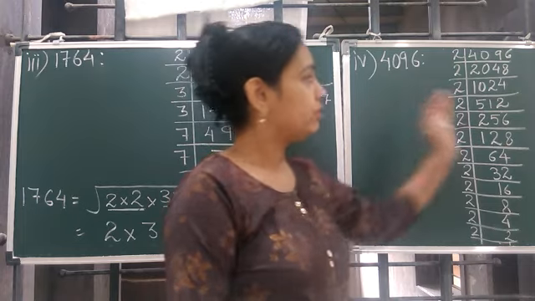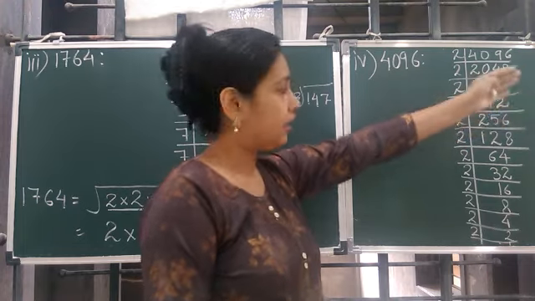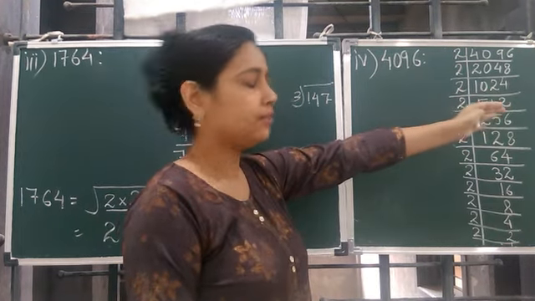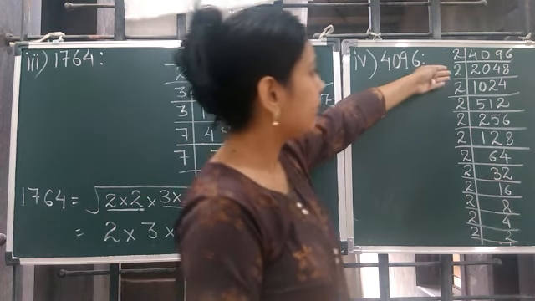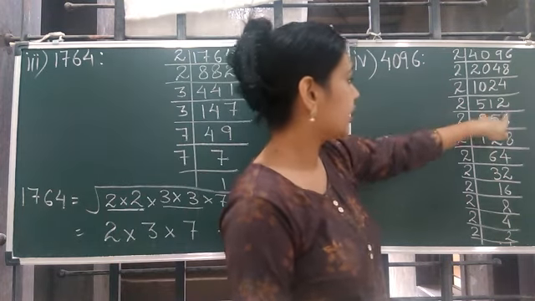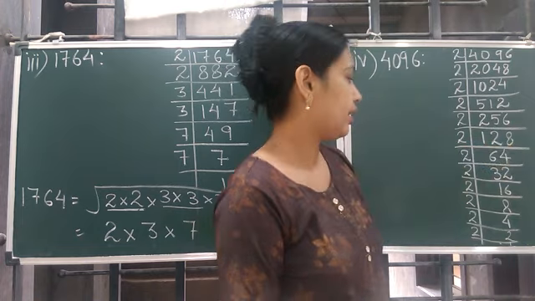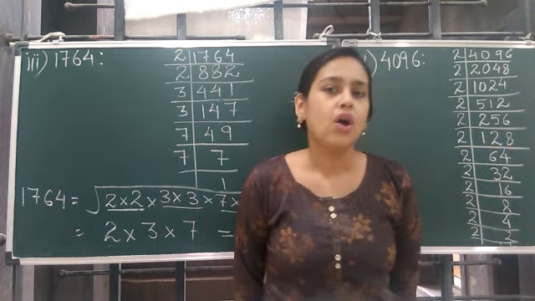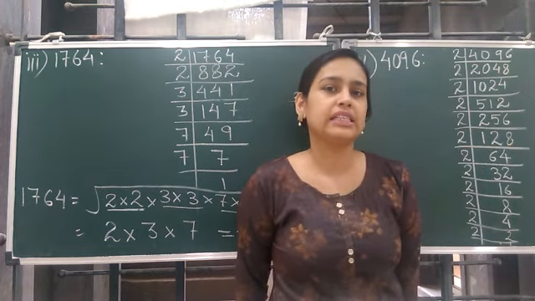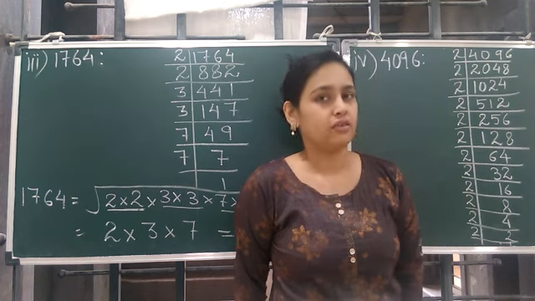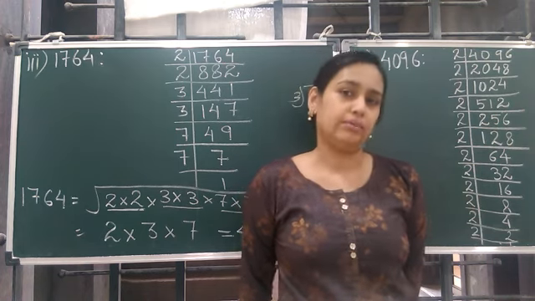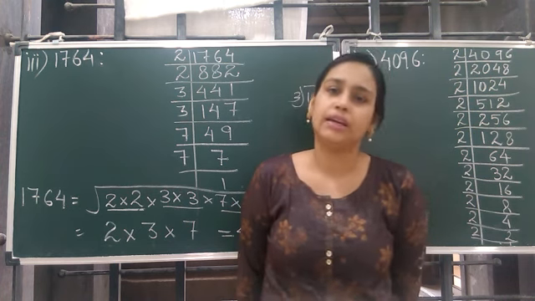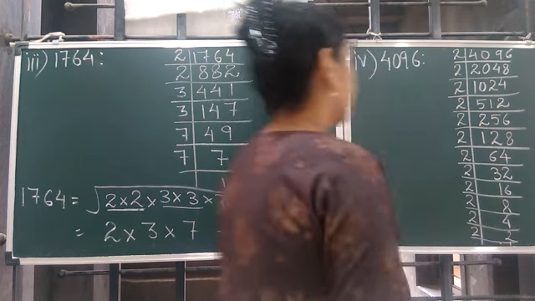You do your things in your rough work. Make a rough work on the side, and then divide these numbers by 2. Why are we dividing by 2? Because we see every time an even number is coming at the end. What are the even numbers? All the multiples of 2, that is 0, 2, 4, 6, 8. The numbers ending with 0, 2, 4, 6, 8 are known as even numbers because they are divisible by 2. That is also one thing.